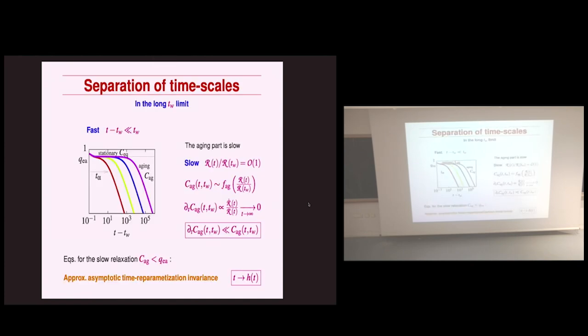Now, let me tell you a little bit about time reparametrization invariance. I'm sure that Jorge will say more about this later on. So, say more? Yes? No? Okay. So, let me tell you about this.